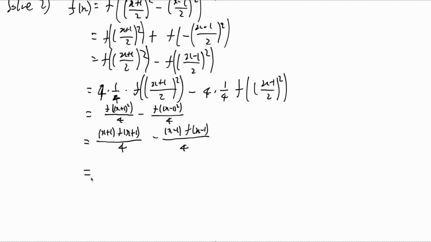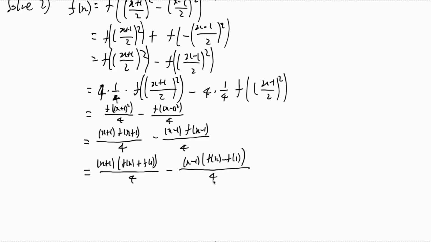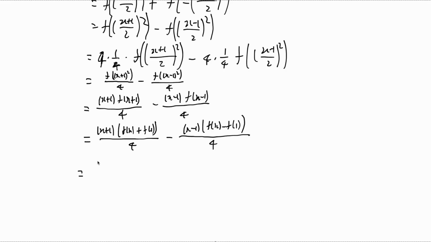This is equal to x plus 1 times f of x plus f of 1, over 4, minus x minus 1 times f of x minus f of 1, over 4. Let's calculate them. This cancels, so x f of x, they cancel. How about x f of 1? They do not cancel. We have 2x f of 1 like this, I guess.